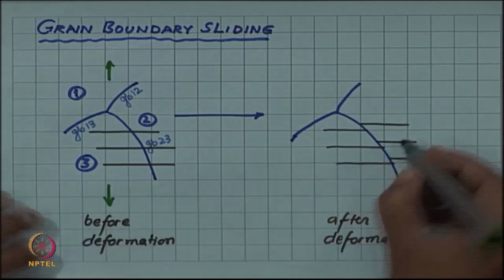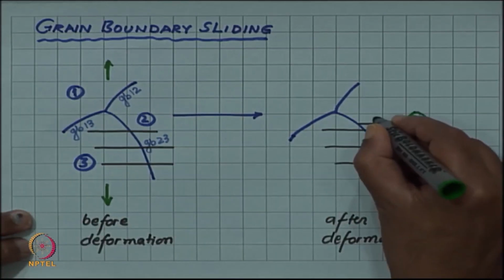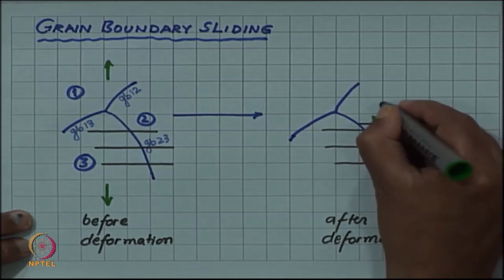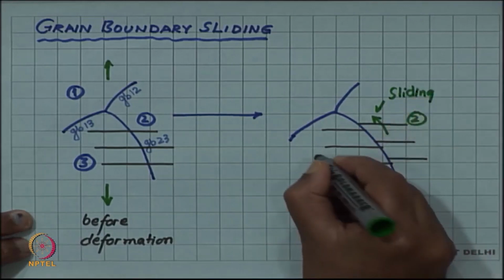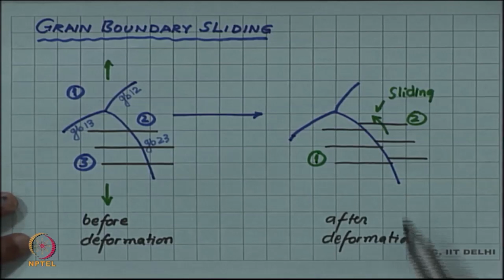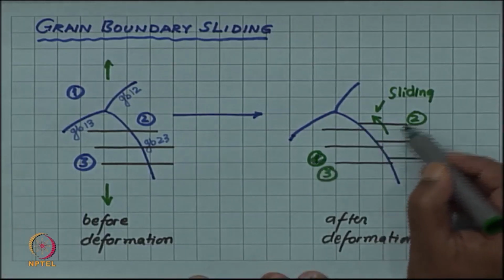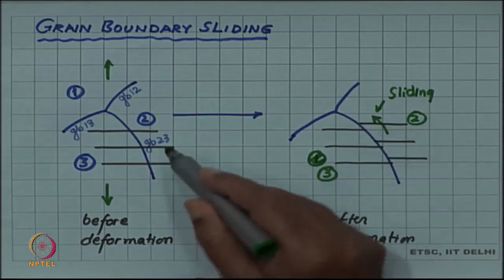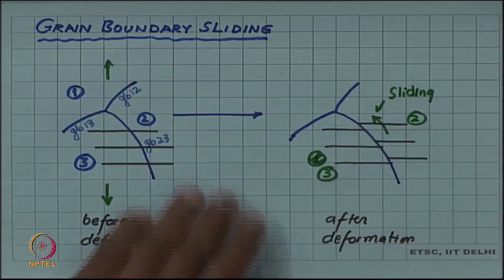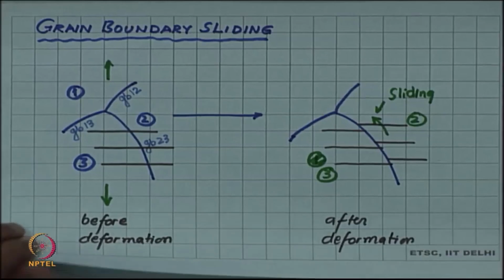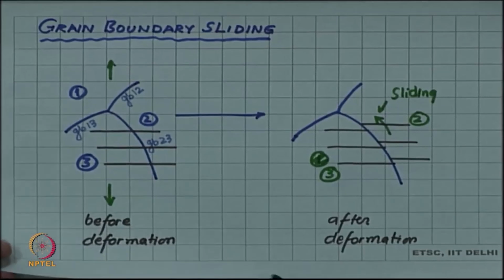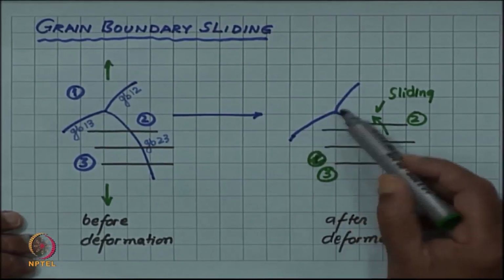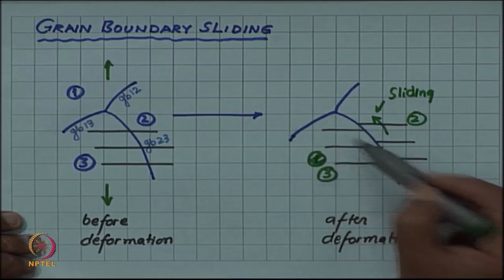So, which means this grain 2 has slid upwards with respect to grain 1 across the grain boundary. So, grain 2 and grain 3 are sliding on the grain boundary 2 3. So, this is yet another mechanism which is possible, and this is again possible at high temperature, because at high temperature only the grains become weaker, the grain boundaries become weaker and allow for this kind of sliding.